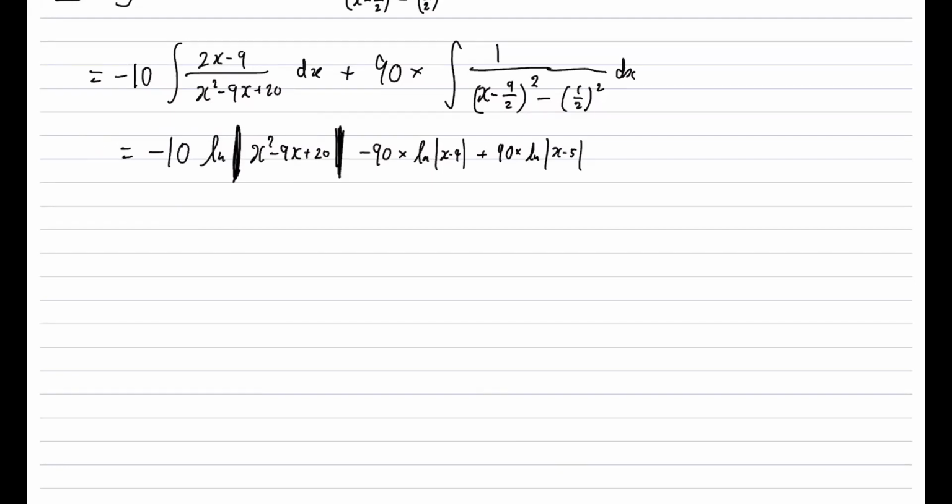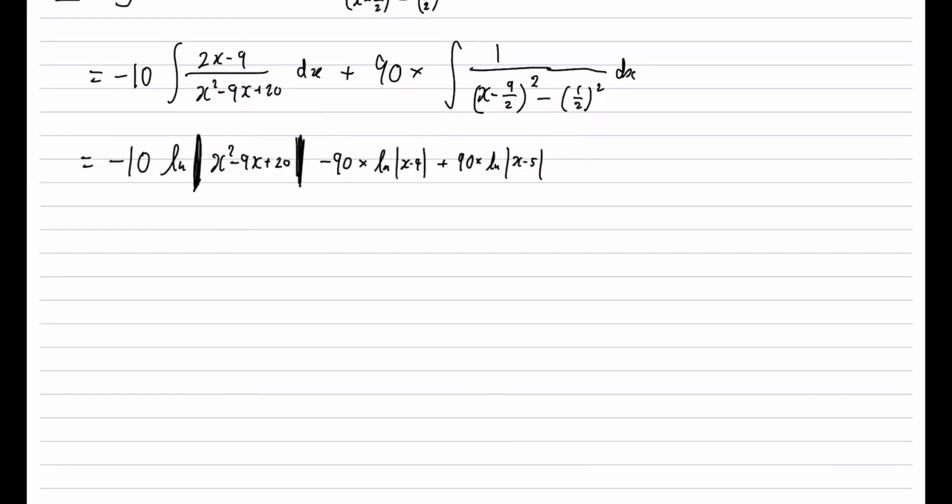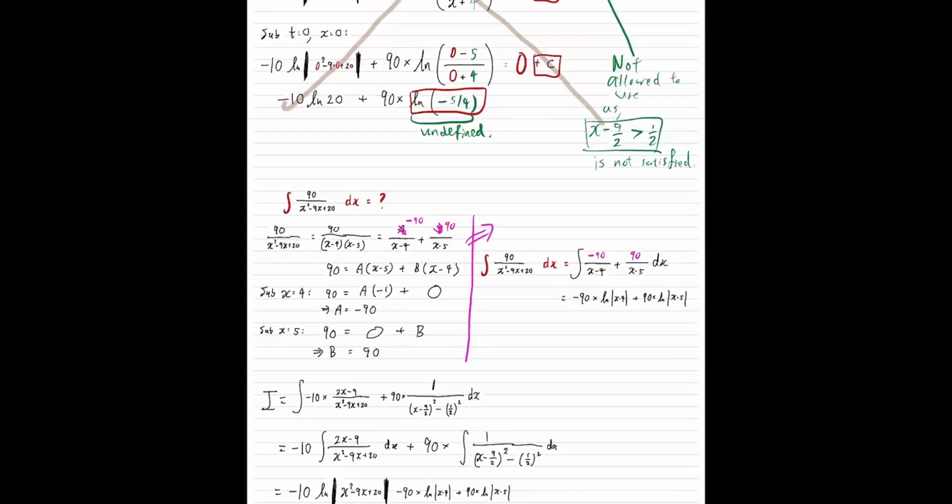We get negative 10 ln of modulus x squared minus 9x plus 20, minus 90 times ln of modulus x minus 4, plus 90 times ln of modulus x minus 5. That's the answer for the integral I.